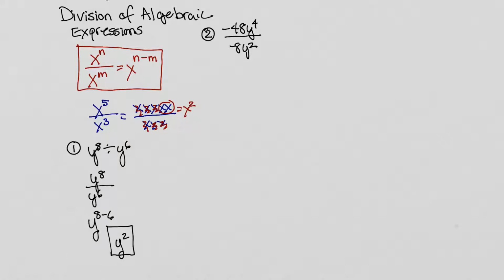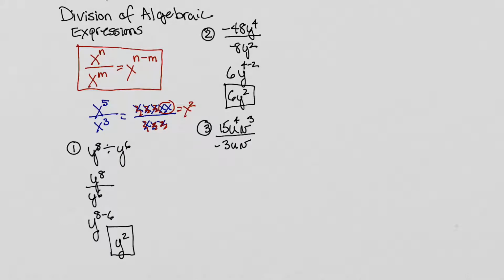So here in problem 2, negative 48 divided by negative 8 is going to be positive 6. And then y to the 4th divided by y squared, we're going to subtract those exponents. Now you can probably just do this in your head, but I'll write it out. So it's going to be 6y squared.